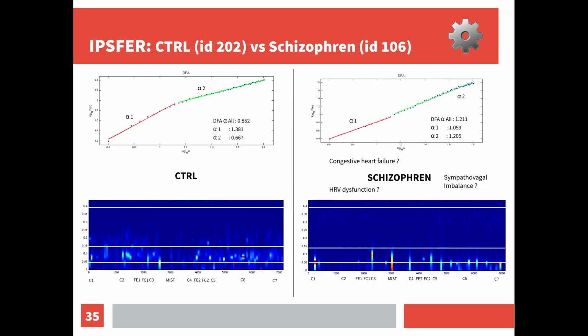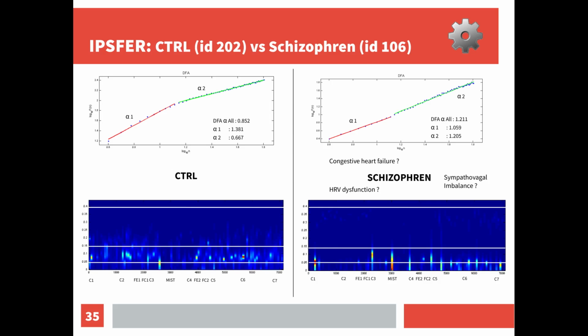Examining the DFA alpha values, we observe significant differences between control and schizophrenia groups. The alpha 1 and alpha 2 values suggest altered autonomic regulation in schizophrenia, potentially indicating sympathovagal imbalance and heart rate variability dysfunction. These findings may relate to conditions like congestive heart failure, highlighting the importance of understanding autonomic changes in mental health disorders.